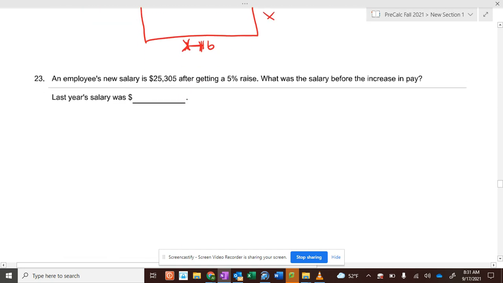Employees' new salary after getting a 5% raise. What was the salary before the increase of pay? Was it 95% of this? Or should we take this and divide it by 1.05? The second one. Okay. A 5% raise is 105% of your salary. So to find the original salary before the raise, divide by 105%, which is 1.05. Somebody calculadora, por favor.